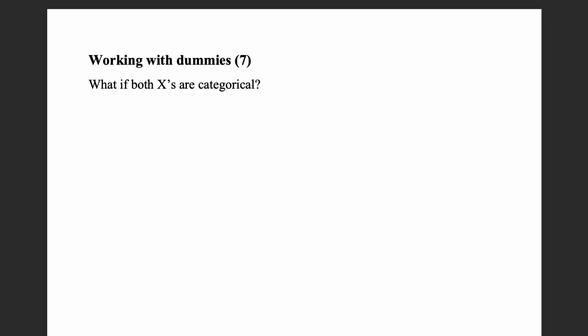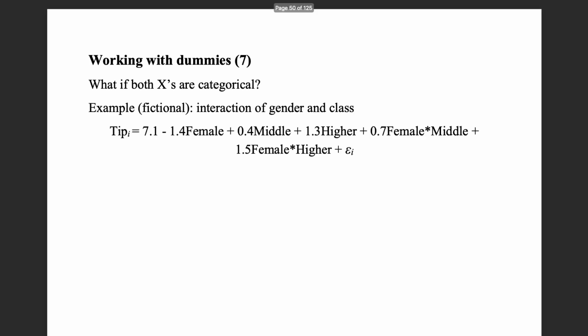Well, what if both our x variables are categorical? If both our independent variable as well as our moderator are categorical, of course that might also happen, and might also be theoretically interesting. So again, I'm showing you a fictional example here. I completely made up the numbers just so that we have some example to work with.